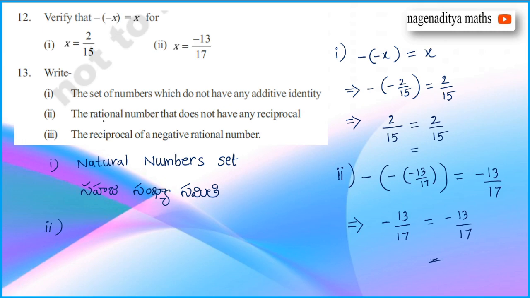Second question: the rational number that does not have any reciprocal. So which rational number does not have any reciprocal? If you take the reciprocal of 2, it is 1 by 2, and the reciprocal of 3 is 1 by 3. Simultaneously, the reciprocal of 1 by 3 is 3 by 1, that is nothing but 3. But the rational number that does not have any reciprocal is none other than 0.